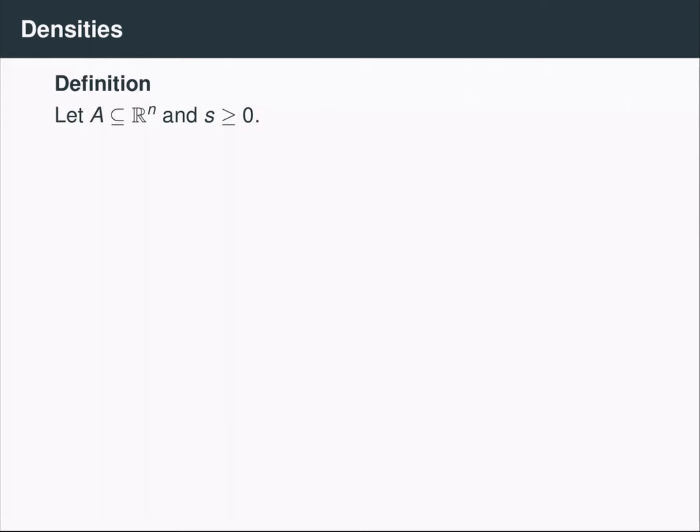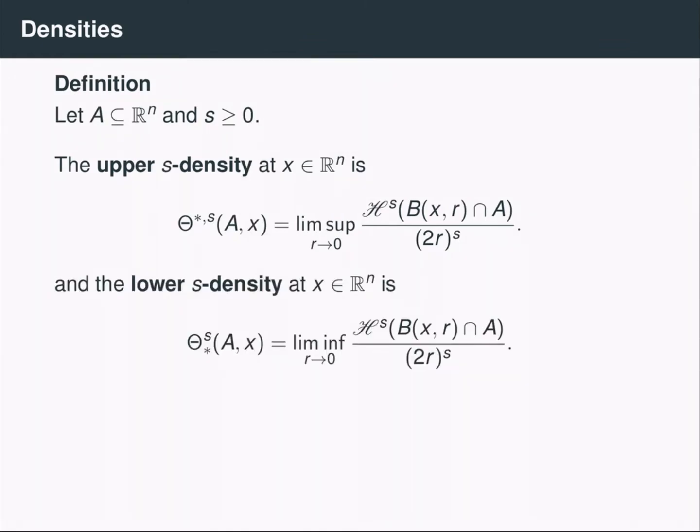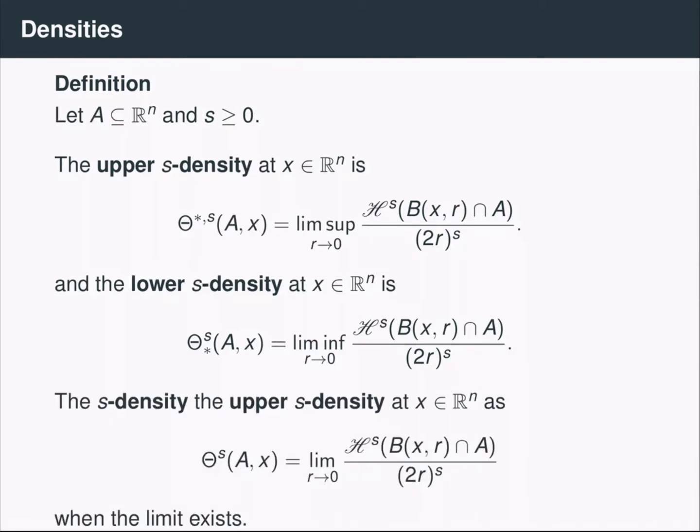First, let's formulate some terminology and notation to describe the polynomial-like asymptotic behavior of measures on small scales. For a set A and a non-negative number s, we first define the upper density of A at a point x to be the lim sup of the ratio between the Hausdorff measure of A inside the ball B(x,r) divided by that ball's diameter to the power s. We similarly define the lower density as the lim inf of the same quantity. And finally, we define the s-dimensional density to be the limit of this ratio if the limit exists.